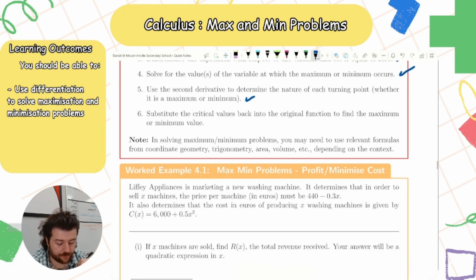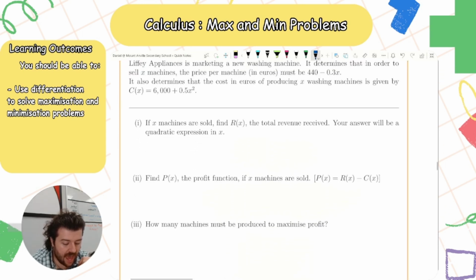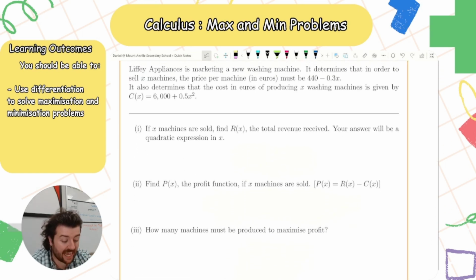Right, so let's have a look at this one here. Liffey Appliances is marketing a new washing machine. It determines that in order to sell x machines, the price per machine in euro must be 440 minus 0.3x. It also determines that the cost in euros of producing x washing machines is given by 6,000 plus 0.5x squared. So if x machines are sold, find the total revenue.